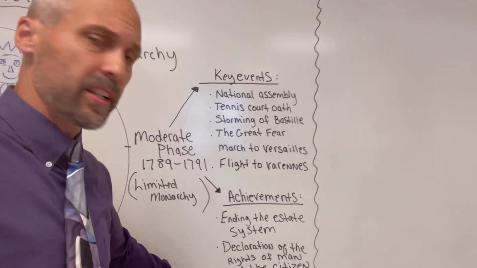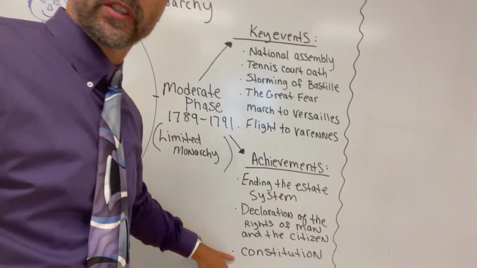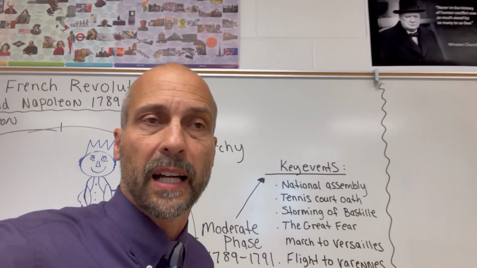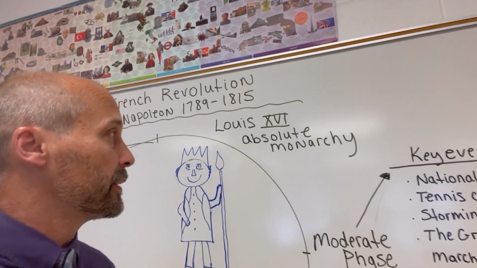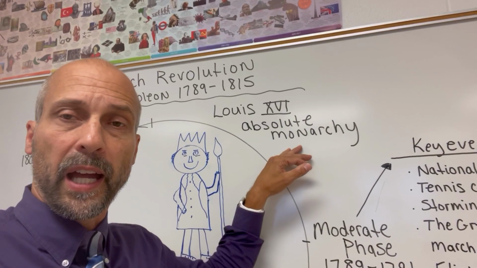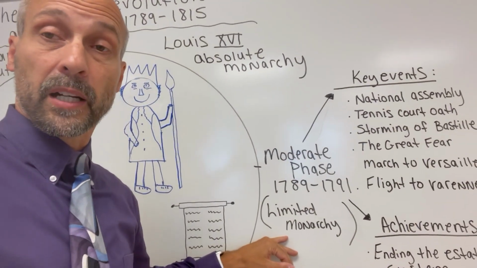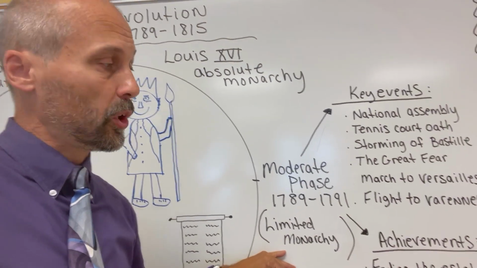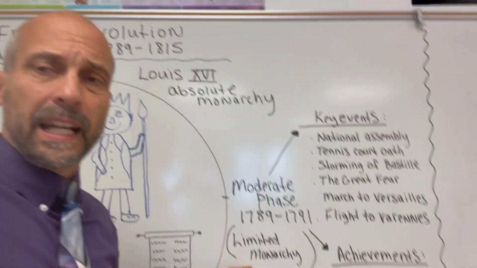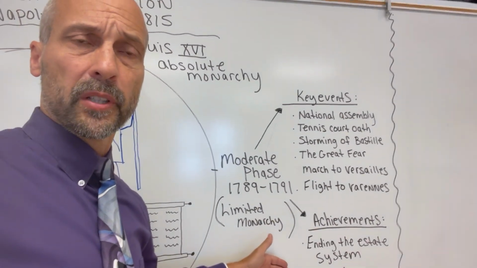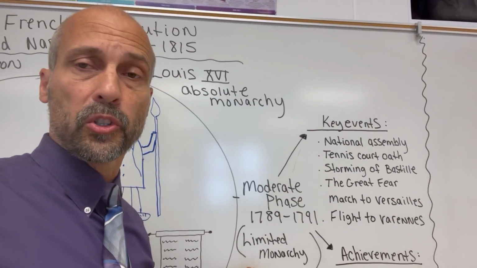And then the last thing here, in 1791, there it is, it says Constitution. That's what happened, guys, 1791. A constitution was written, and what that does is it changes France from an absolute monarchy to a limited monarchy. So a lot of events, you guys, a lot of achievements during the moderate phase of the French Revolution.